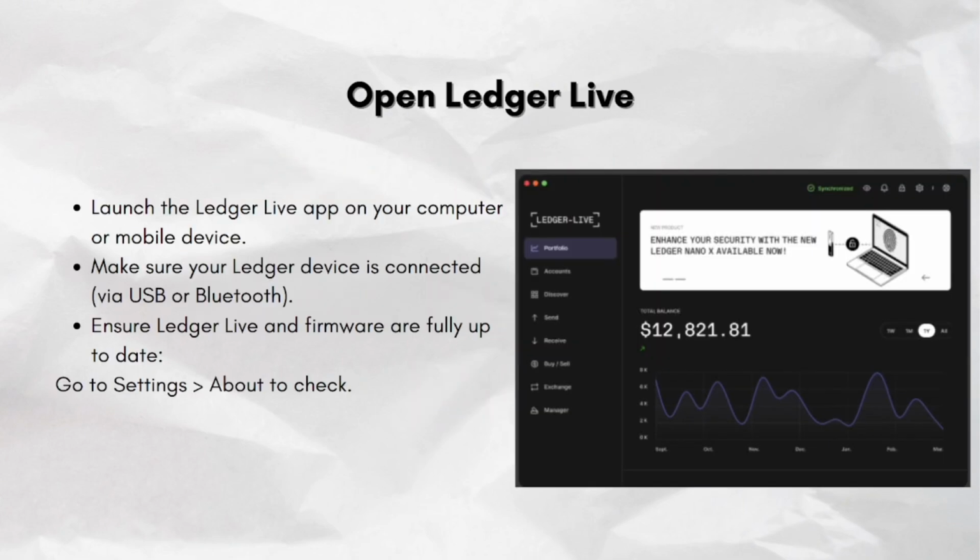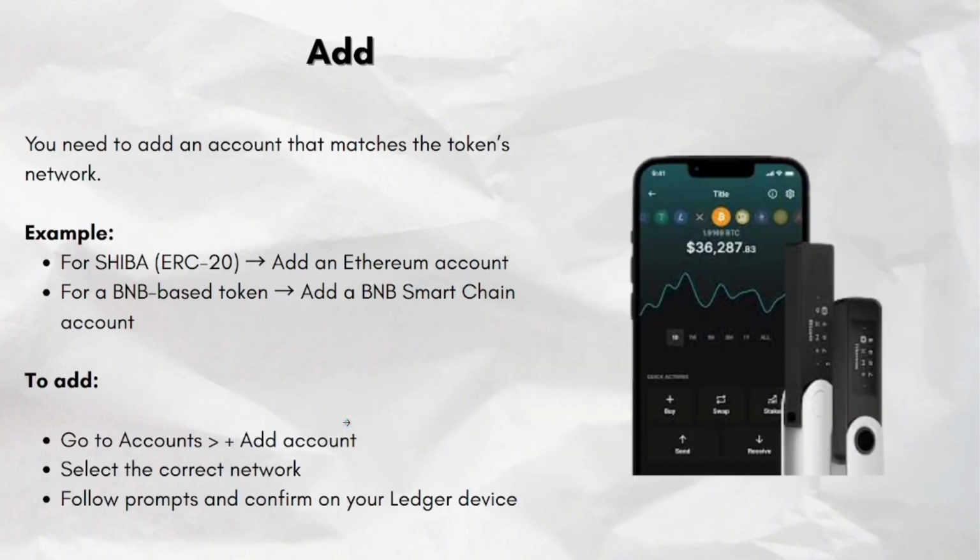So first, you have to open Ledger Live. Just launch the Ledger Live application on your computer or mobile device. Then make sure that your Ledger device is connected via USB or Bluetooth. Also, ensure that Ledger Live and firmware are fully up to date. To check that, go to settings and then tap on About.